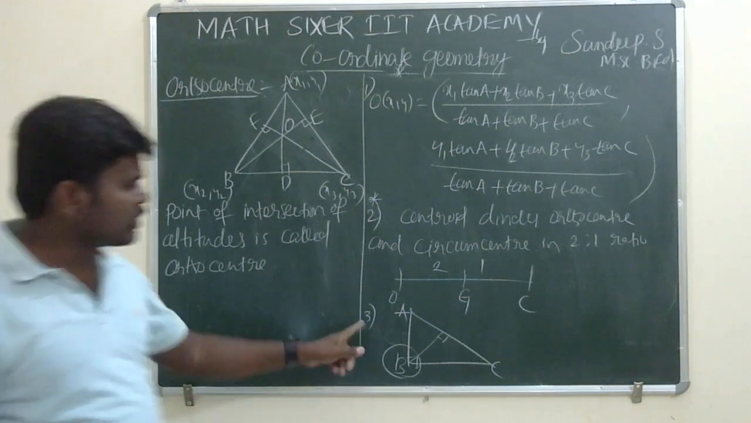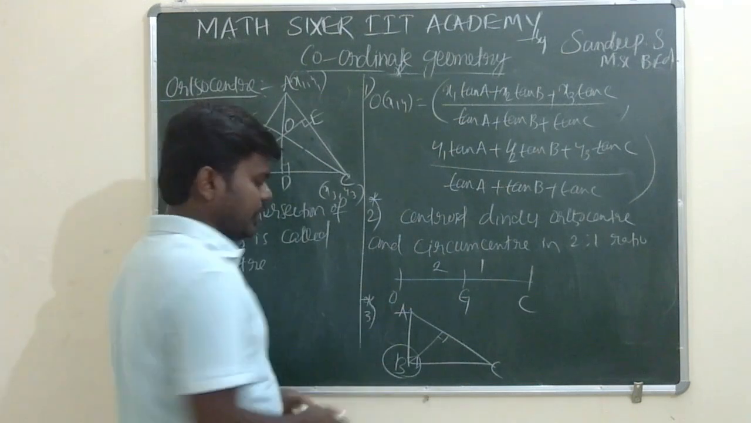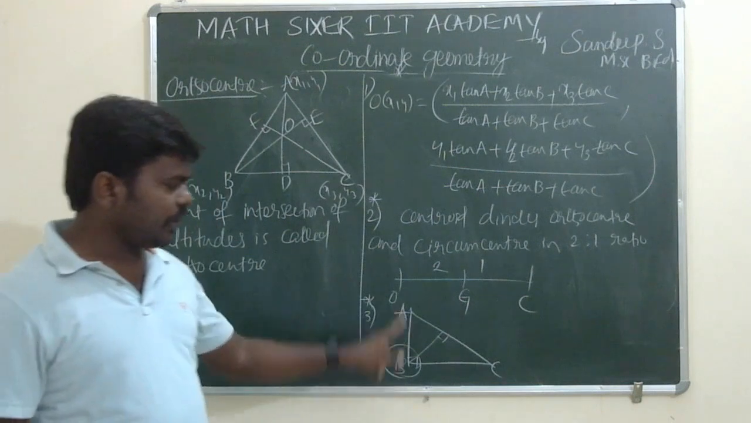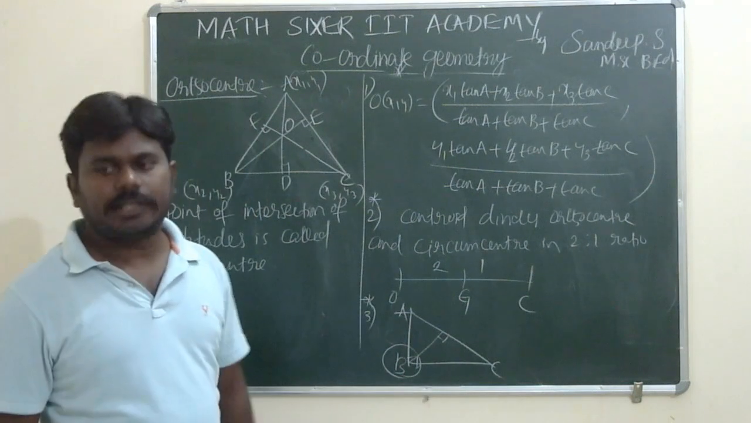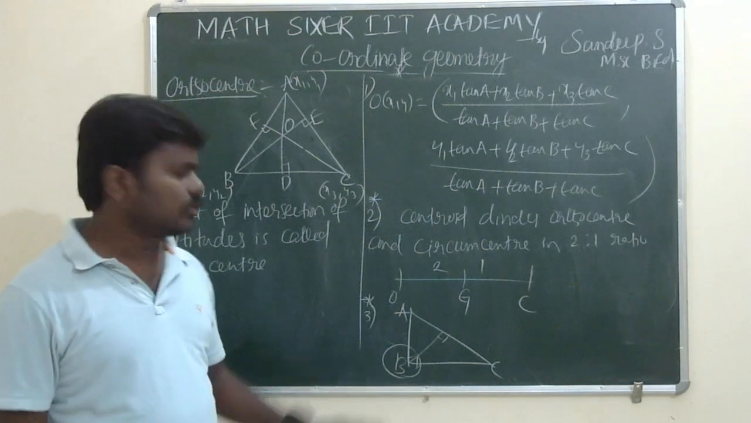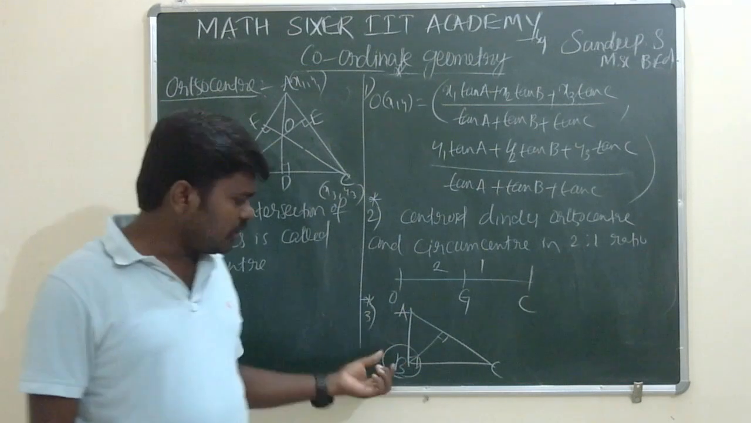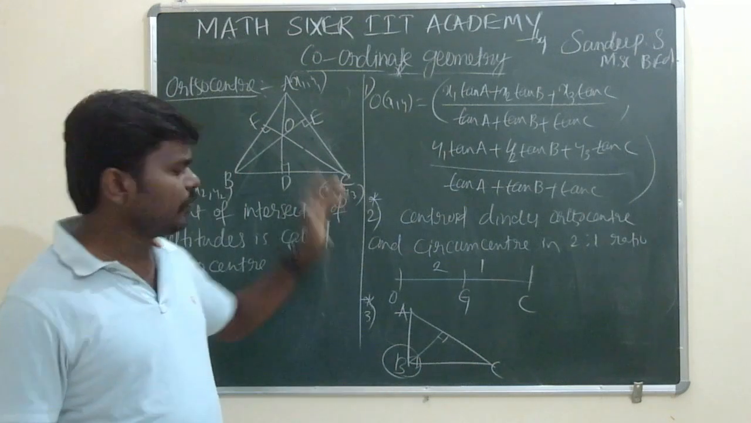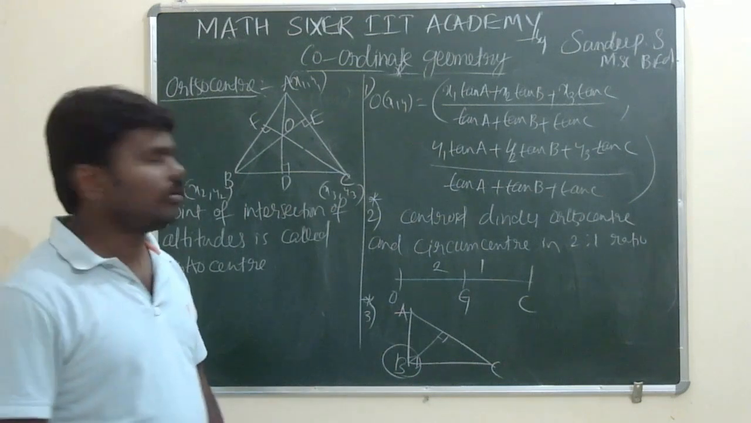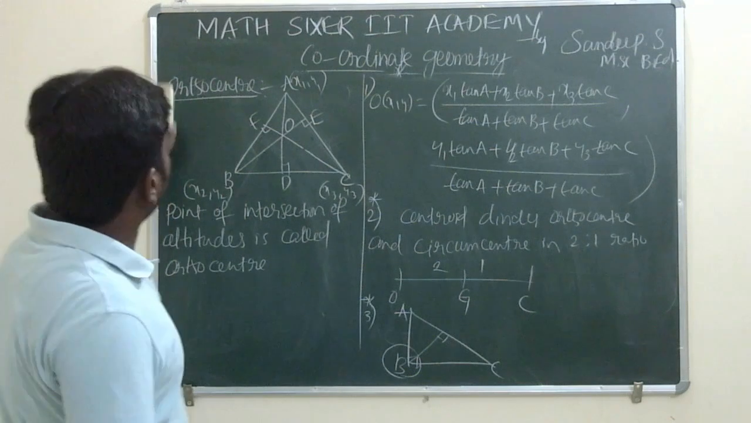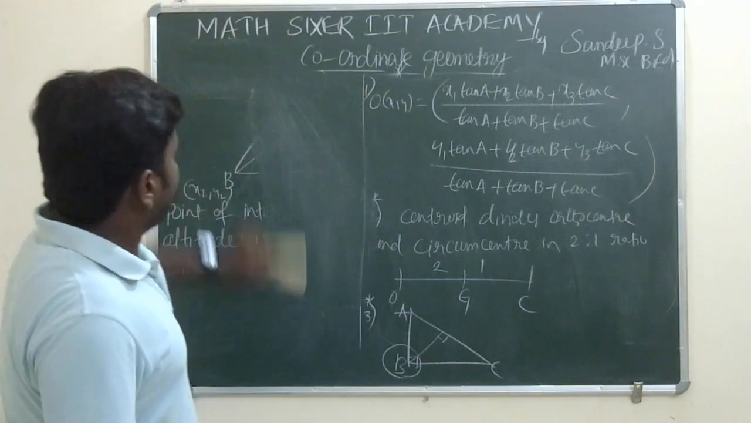Okay, this is also one of the important points. Once again I am repeating: the orthocenter of a right triangle is the vertex at the right angle. For example, in triangle ABC with angle B equal to 90, the vertex B is the orthocenter of triangle ABC. One more important point I want to share with you all.